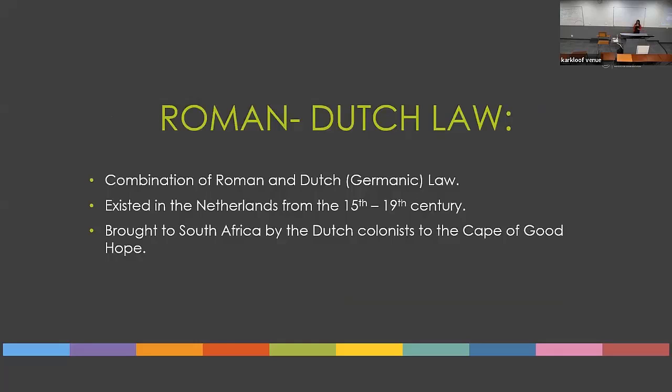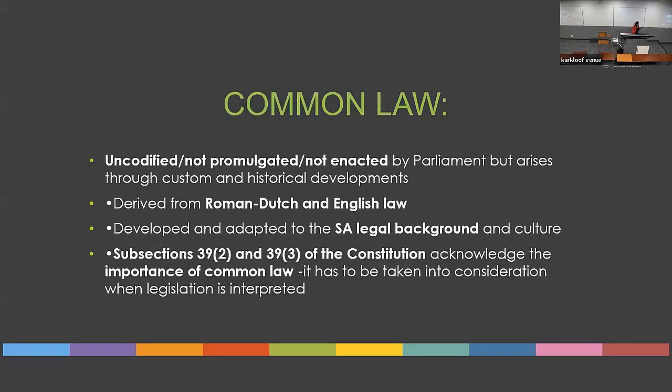Moving on to the Roman Dutch law, it is a combination of Roman and Dutch Germanic law, and it existed in the Netherlands from the 15th to the 19th century. It was then brought to South Africa by the Dutch colonists to the Cape of Good Hope. I know this reminds you of your history lessons back in the day. That is how it became established in South Africa. Your Roman Dutch law forms the basis for what we call your common law.